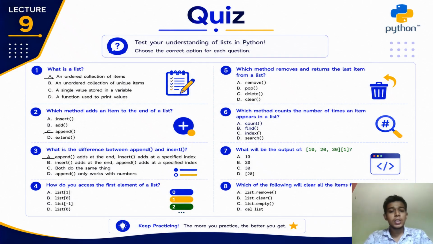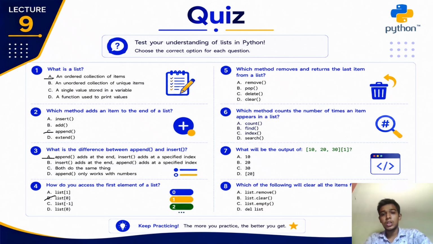Coming to the fourth question, how do you access the first element of a list? Options are available. You can see the options and then answer. The correct option is answer B. Python indexing always starts from 0.